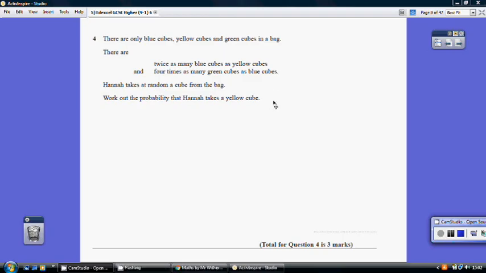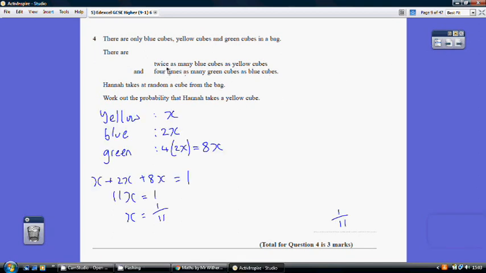So question 4. There are only blue cubes, yellow cubes and green cubes in a bag, and then we're given some information about all these cubes. Now with one of these, I think it's easier to construct and solve an equation, so kick off by making x the smallest number of cubes. So reading through the information, we can see the smallest number is going to be the number of yellow cubes. So let's choose to make the number of yellow cubes x. Now the blue cubes has twice as many as yellow. So if yellow is x, blue's going to be 2x.